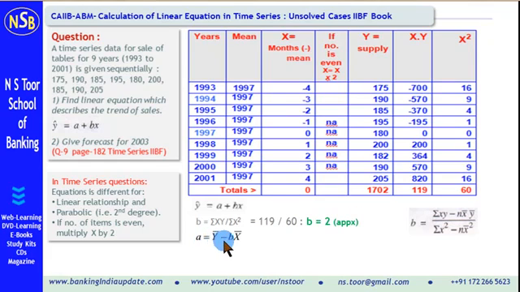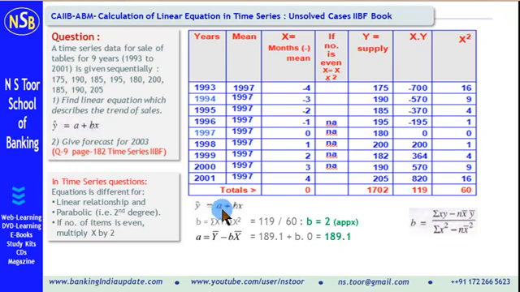Similarly, we can calculate the value of a. This is the equation, so here we put the values. Y mean is the average of y. This is the total of y, and if we divide this total by the 9 items, 1702 divided by 9, we get this value. Then we have b times x mean. Since x mean is 0, b multiplied by 0 is 0. So the value of a shall be 189.1.